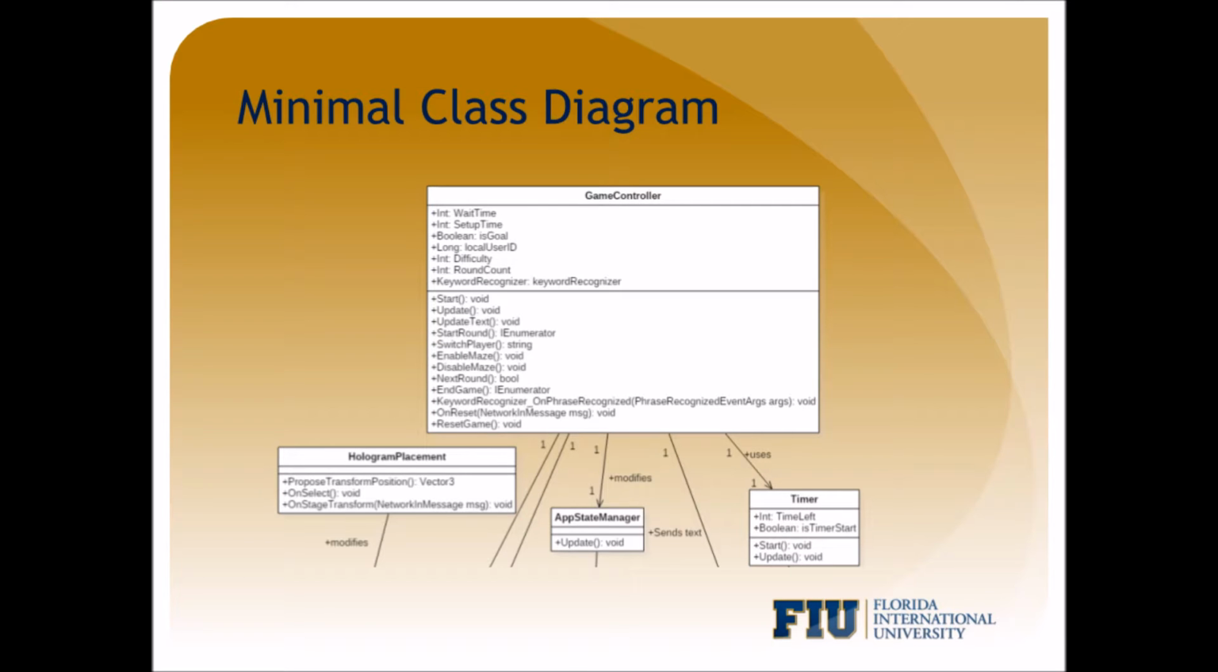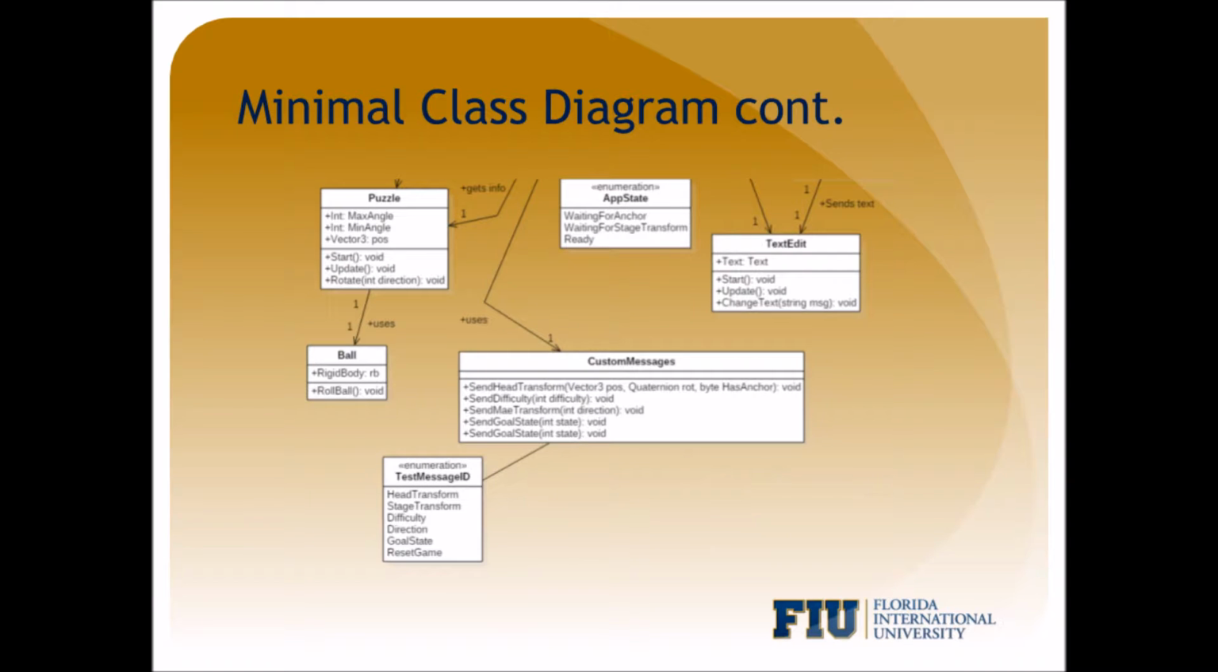The minimal class diagram shows Game Controller as the main controller for the application, Puzzle as the main model, and Text Edit as the main view. To test on Unity, we designed test cases that would print out debug messages and designed a cursor light that would give us visual feedback on the state of the game.